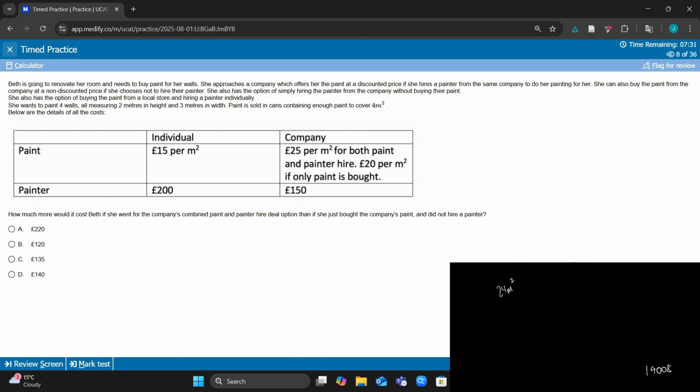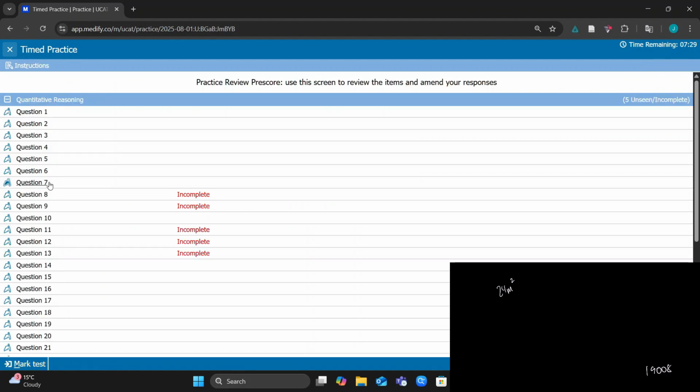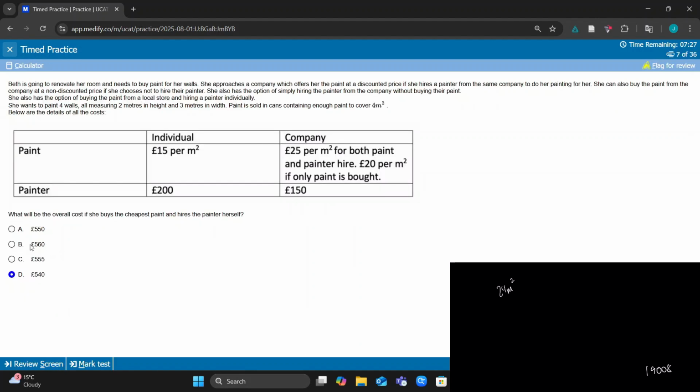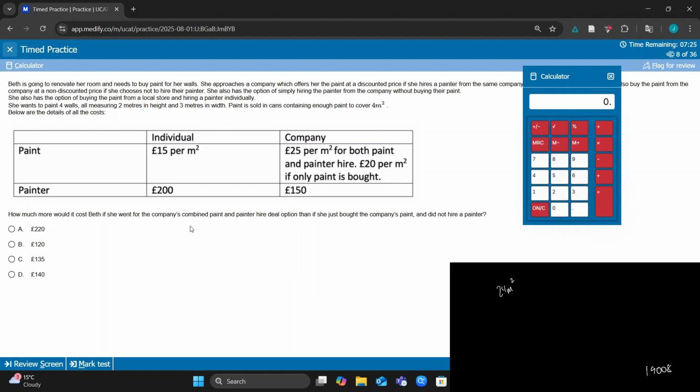Yeah, I think that's actually, I chose the wrong answer there. I think that's right. How much more would it cost if she bought the company's paint and did not hire a painter? Combined paint and painter deal, so 25 times 24, 600. She bought the company's paint, so 15 times 24, and did not hire a painter. How much more would it cost? Plus the 200, is that right?